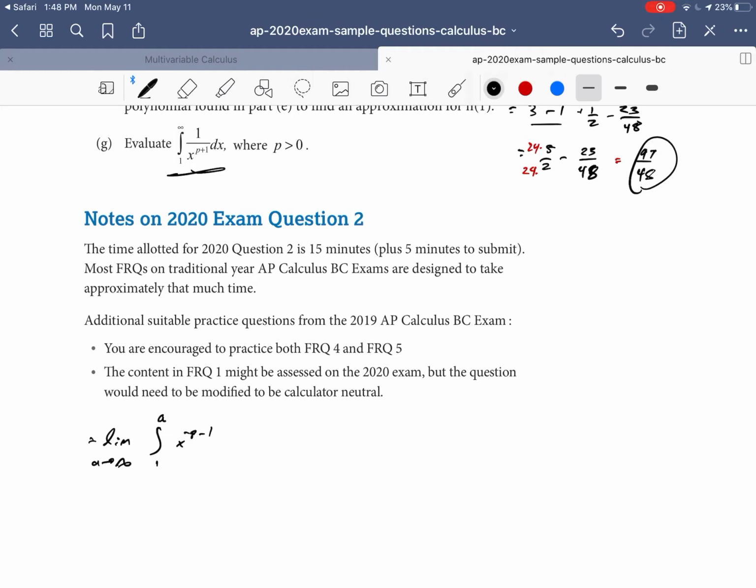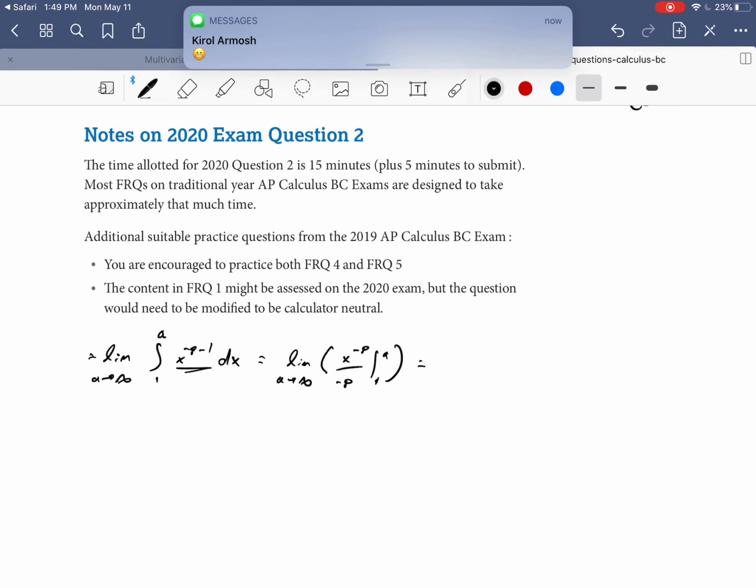Now I'm going to make this 1 over x to the p plus 1 into x to the negative p minus 1. I've just reciprocated the power and made the power negative. So now I can just take the antiderivative. I'm going to get the limit as a approaches infinity of the antiderivative, which is x to the negative p over negative p, evaluated from 1 to a.